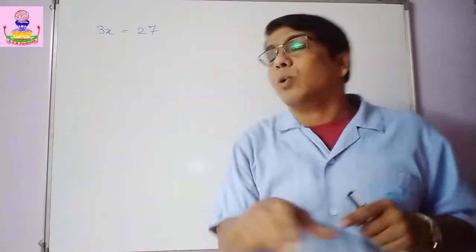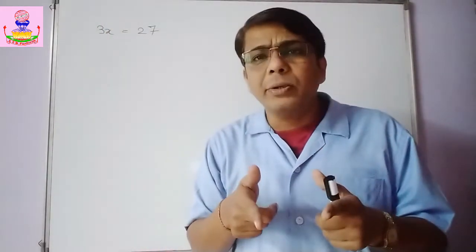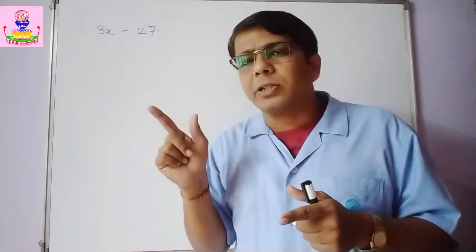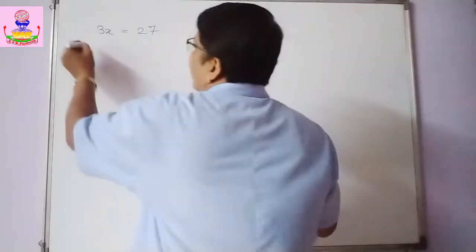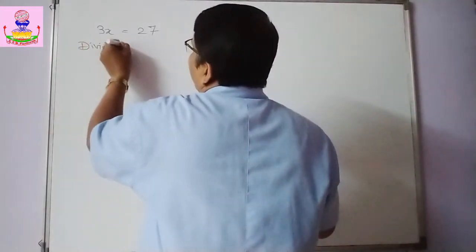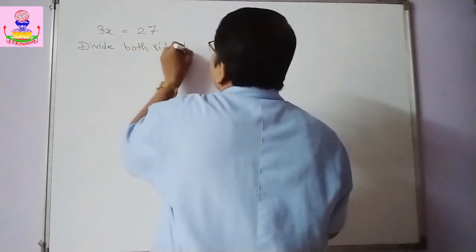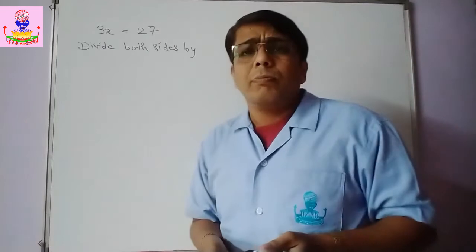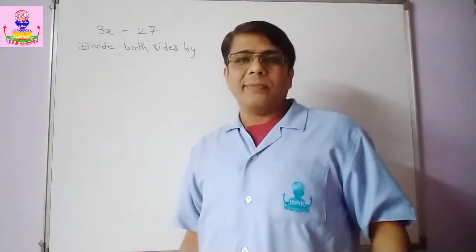So, what should I do to remove 3? That should be the question. Ask the question: what should I do? Here it is multiplication. So the opposite of multiplication is, yes, division. So what you will do? Divide. I will use the mathematical operation divide. Divide both sides by, by what? Why only 3? Someone will say, why not 6?